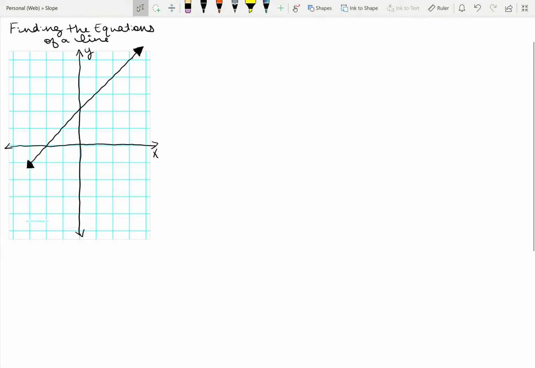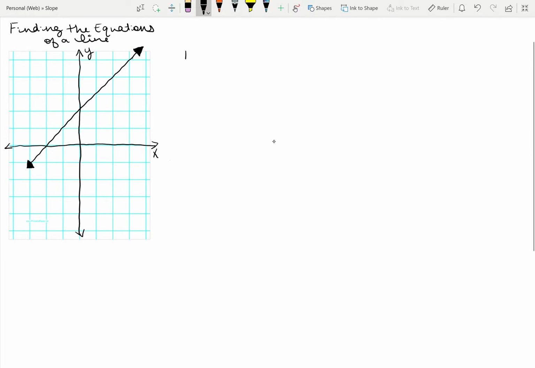Hi, so what we're going to take a look at is finding the equations of a line. So if we currently take a look at the line that's placed on the grid here, we would first begin by locating a point on the line that is a great spot where we can quickly find the coordinates.